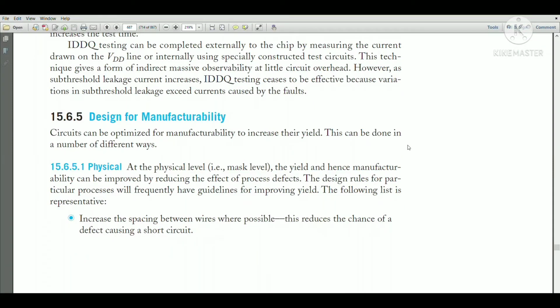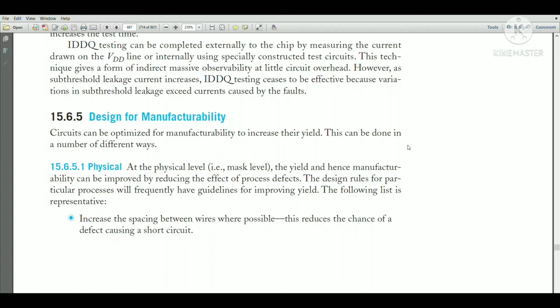We are going to discuss today's topic. We are going to discuss design for manufacturability. Circuits can be optimized for manufacturability to increase their yield. This can be done in a number of different ways.